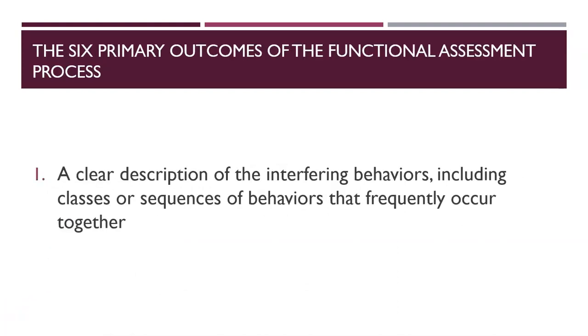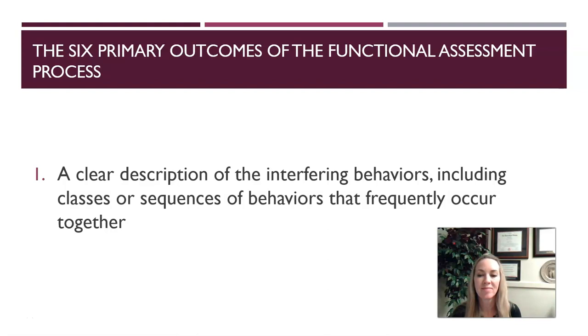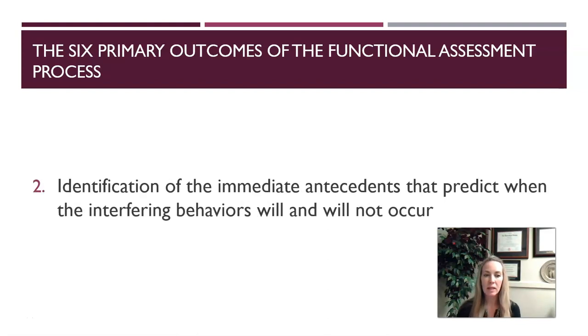Now, lastly, I just want to talk about the 6 primary outcomes of the functional assessment. How do we identify the interfering behavior? Through this functional assessment, we can get a clear description of interfering behaviors, including the classes or sequences of behaviors that occur frequently together. Okay, and now we need to use our FBA to identify the immediate antecedents that predict that the interfering behavior will or will not occur.